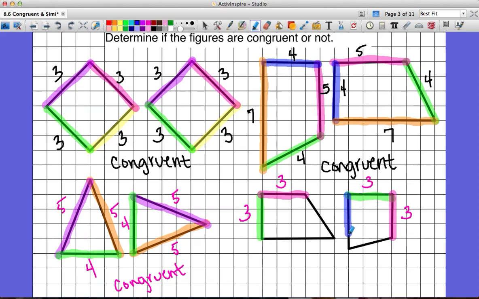One, two, three, almost 4. 1, 2, 3, 4, 5. Because this one is only about 3.5 and this one is 5, we can automatically determine that these shapes are not congruent because all the corresponding sides are not the same length.